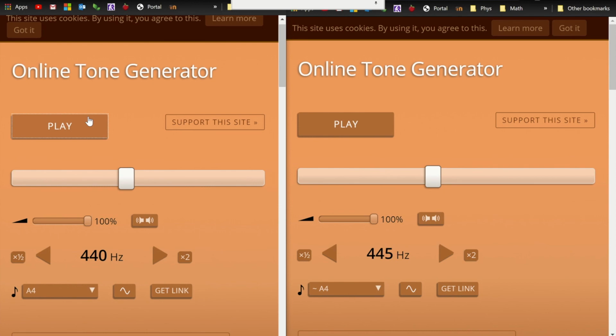Now, the frequency of your beat is actually dependent on the frequency difference between the two sources. Okay, so when the two sources, for example, in this case right now, are 440 and 445, there's a difference of 5 hertz, right? So when you listen, the beats will have a frequency of exactly 5 hertz.